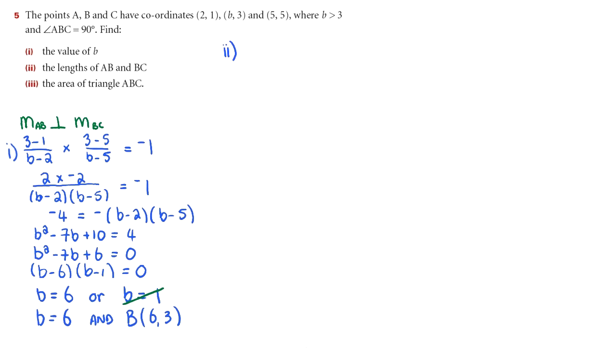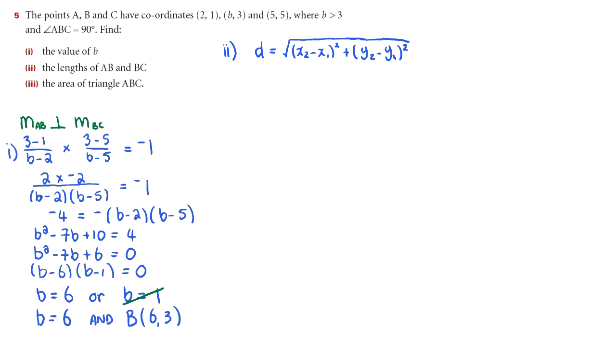For part 2, we're asked to find the lengths of AB and BC. Well, the length between two points, point A and point B, is just the distance, and we have a formula for that, the distance formula. This formula, of course, comes from Pythagoras' theorem, where we make a triangle, and the x values are horizontal, the y values are vertical, so they make a right angle triangle, and that's why Pythagoras' theorem works. The distance formula is the square root of the change in x, x2 minus x1 squared, plus the change in y squared, which is y2 minus y1 squared.